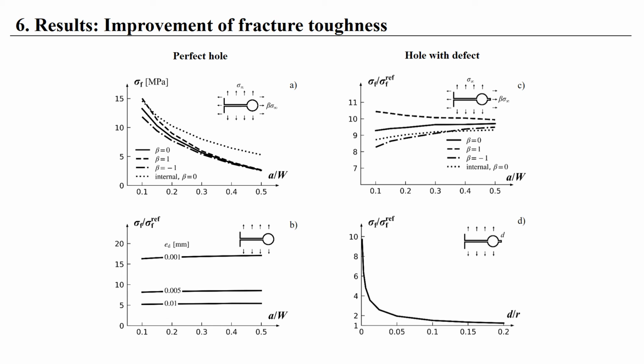Figure B relates the failure stress of uniaxial loaded surface cracks to the reference configuration. It can be seen that the damage-based approach fails to predict the improvement in fracture toughness compared to the homogeneous case. It is seen that the parameter sigma f to sigma f reference is strongly mesh-dependent.